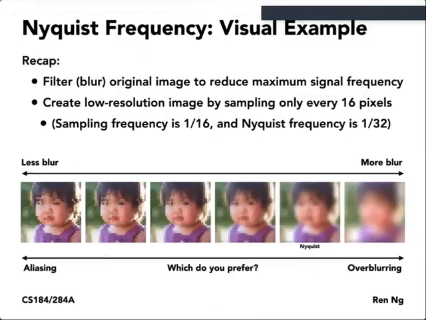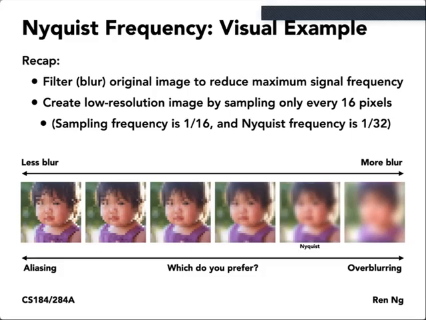Okay. Let me show that to you as a sequence over here. The Nyquist was over here. This is less blur. This is more blur before we did that sampling. There's strong aliasing over here. On this side, we have over blurring. You can take a look at this and try to think for yourselves about which one you prefer.